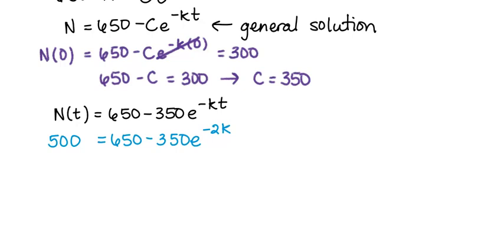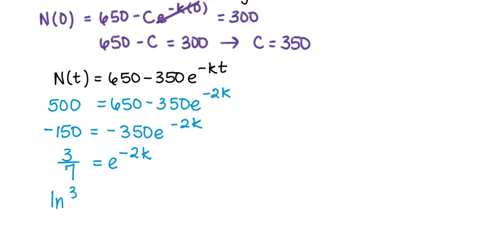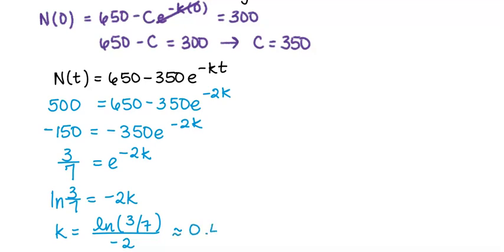I'm first going to isolate that exponential. I'm going to subtract the 650 from both sides. Then I'm going to divide both sides of this equation by 350 and simplify that fraction. 150 divided by 350 simplifies to 3/7. Then I'll use natural log on both sides, and I will divide both sides by negative 2. So natural log of 3/7 divided by negative 2 gives me approximately 0.4236 for my k value.